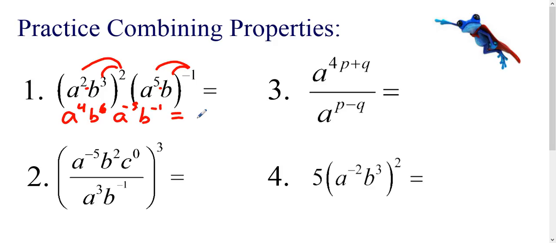And then you combine anything that has the same base. So you combine your a's and then you combine your b's. We have a to the fourth and a to the negative fifth. It's like making an a to the negative 1, which means it goes in the denominator. And then your b's, we have b to the sixth, b to the negative first. Combine those to get b. 6 minus 1 is 5.